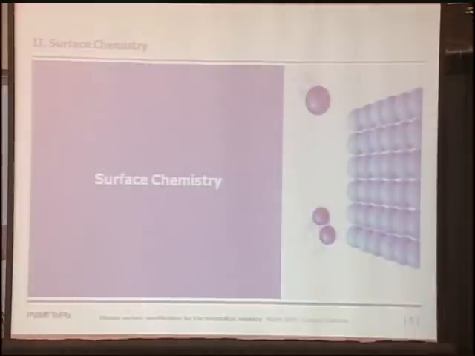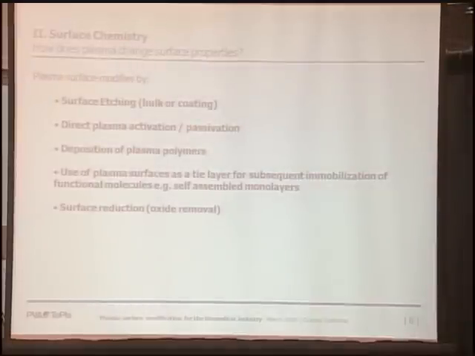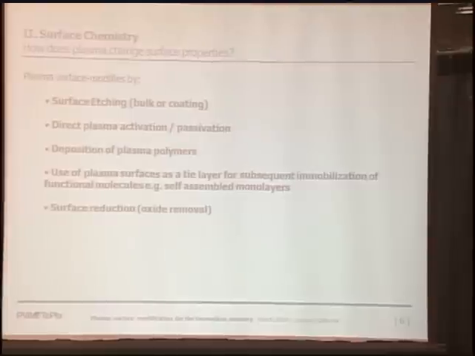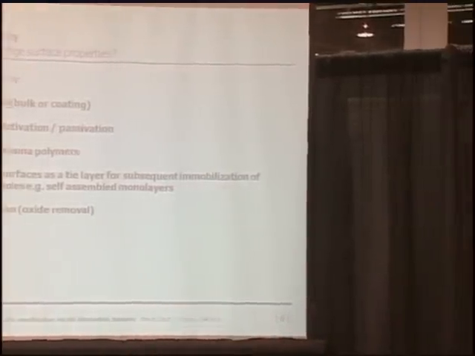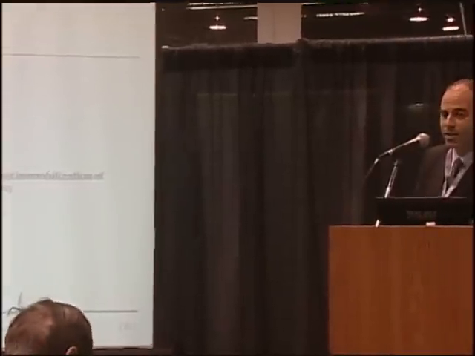Okay, this is really what we do at PVA TePla. We alter the surface chemistry of materials using plasma. So I want to talk a little bit about surface chemistry. On this slide right here, this is everything that plasma can do to modify your surface. It's all on this slide. So these 5 points, surface etching, which includes surface cleaning, plasma surface activation or passivation, this is really raising surface energy or reducing the surface energy.